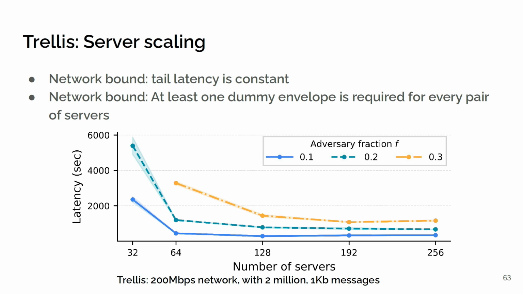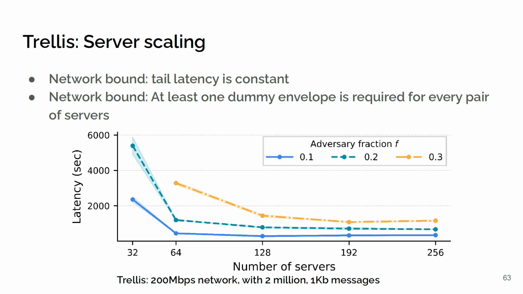Where things get interesting is actually when we look at the server scaling. We find that Trellis is actually network bound. So what I mean here is that even as you add more servers, it doesn't help you send messages between layers. There's still a latency there that is fixed.